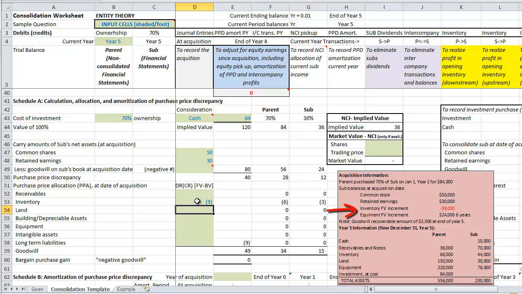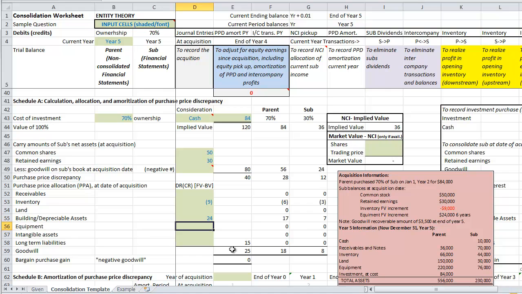So we'll have to credit inventory by $9,000 to get that down. And our equipment was worth $24,000 more than the carrying value, so we'll have to mark up equipment by $24,000. This results in goodwill at the date of acquisition of $25,000. So there's our purchase price discrepancy at the date of acquisition.